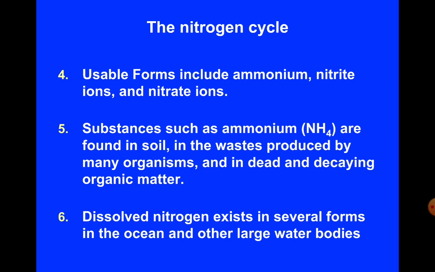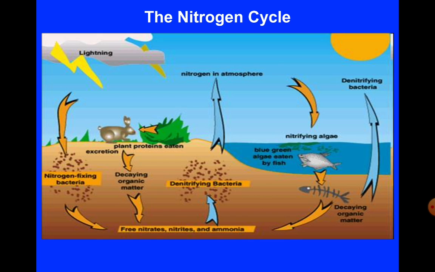Dissolved nitrogen exists in several forms in the ocean and large water bodies. Think about nitrates. Nitrates in general do dissolve pretty well in water. So, what does this nitrogen cycle look like? Lightning produces another form of nitrogen. We have the plants. They make nitrogen. This is eaten by the animals. The animals excrete the nitrogen.